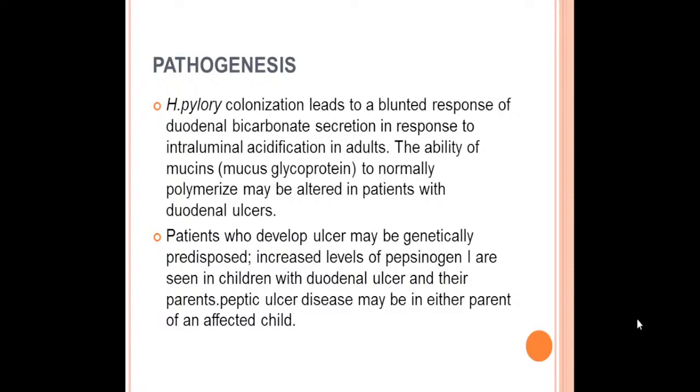Patients who develop ulcer may be genetically predisposed. Increased levels of pepsinogen are seen in children with duodenal ulcer, and peptic ulcer disease may be present in either parent of an affected child.